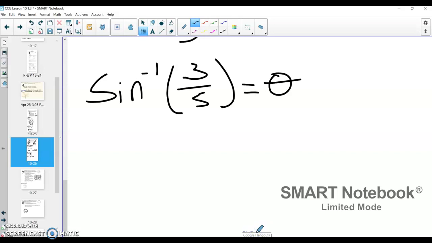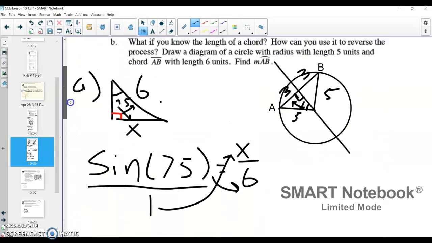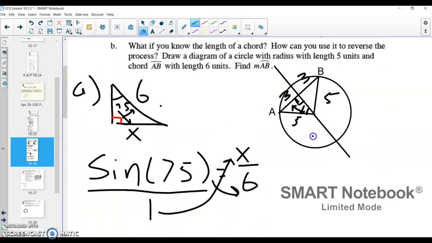If I plug this into my calculator, I click the inverse button, so I get inverse sine. The inverse sine of 3 divided by 5 tells me that theta, or the angle, is equal to 36.87. Should have probably just rounded that to 9, that's okay. And then that's that angle right there. That's that half angle that we were looking for.